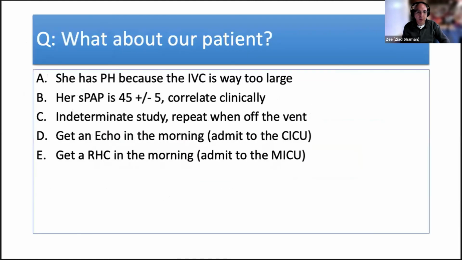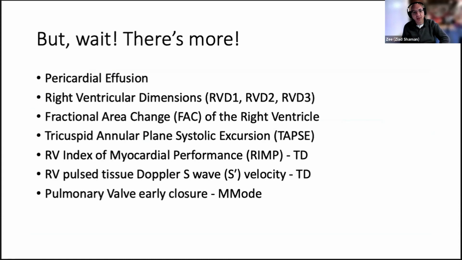Okay. You can't depend on the IVC anymore. You can use the pressure as 45, but you really want to know if the patient has pulmonary hypertension. I probably repeat the study when the patient is off the vent, but I think the patient is too high a risk, and I probably will end up with a right heart cath, not immediately, but after the acute illness has resolved or after the patient is optimized.